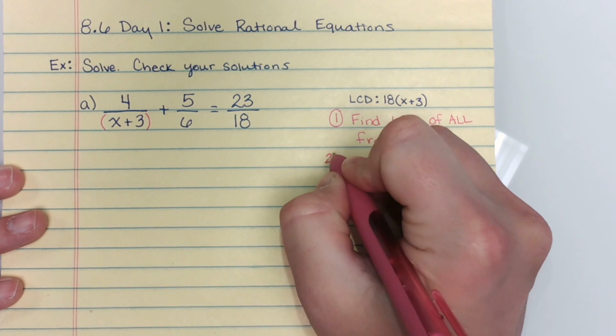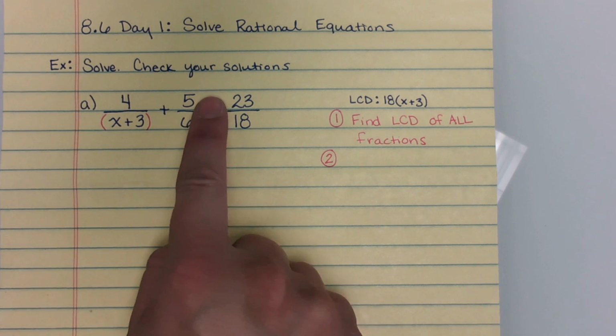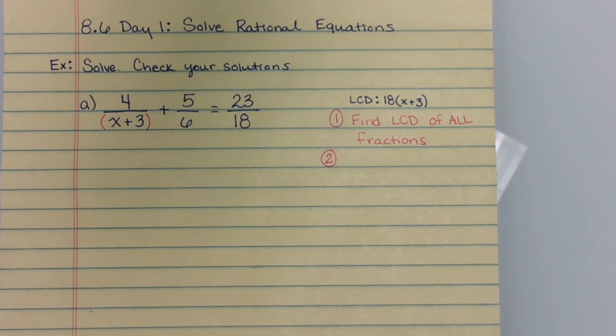Okay. The next step is where it starts to become iffy between what we can do here and what we can do with addition and subtraction. If we were simply adding a couple of fractions, if this was a plus sign right here instead of an equal sign, or a minus sign, it doesn't matter which. Once we find the LCD, what is our next step when it's just adding and subtracting?